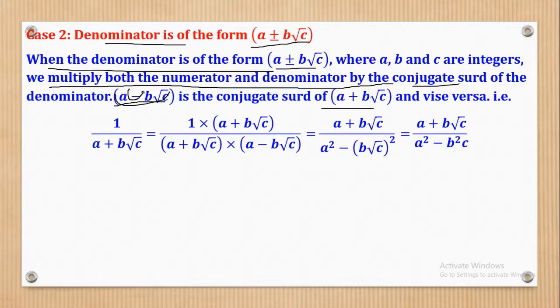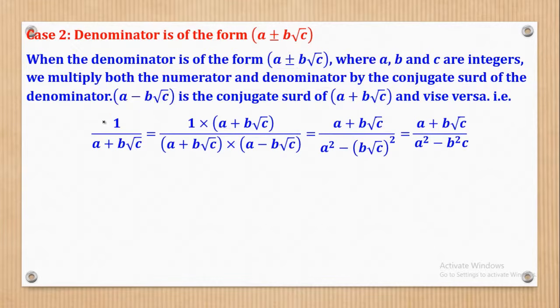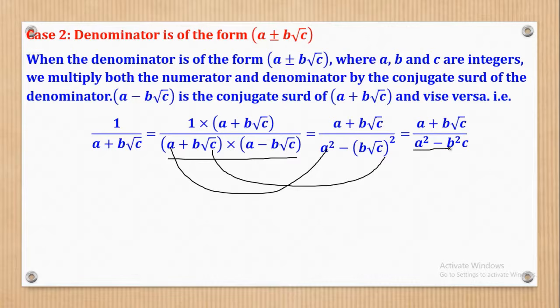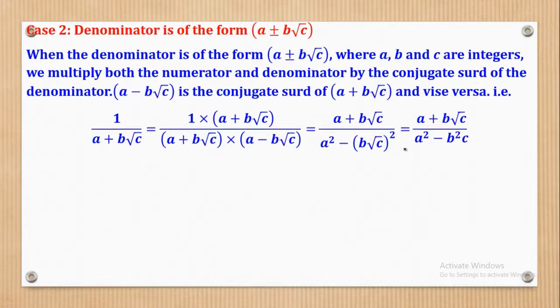If here there is minus, here to be plus, and also if here there is plus, here there will be minus. For example, if I have this one, the conjugate surd will be a minus b root c, which is here, but multiply both up and down. When I open brackets, this will become this and this one. The denominator will be difference of two squares, so it will be this squared minus this squared. In the end, you come up with this. I think we realize that now the denominator does not have any surds, so that is how they rationalize surds with the denominator of that form.